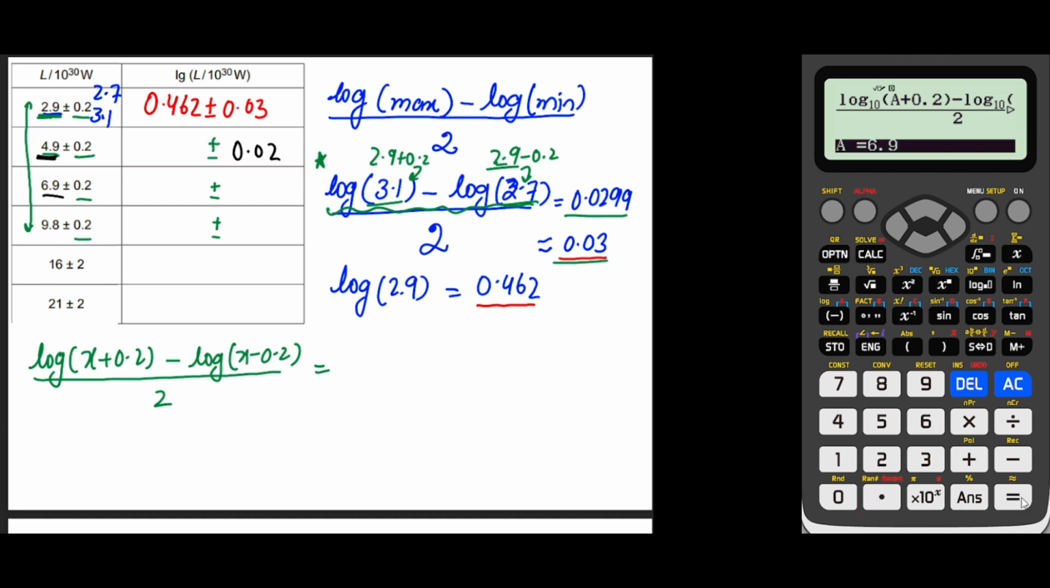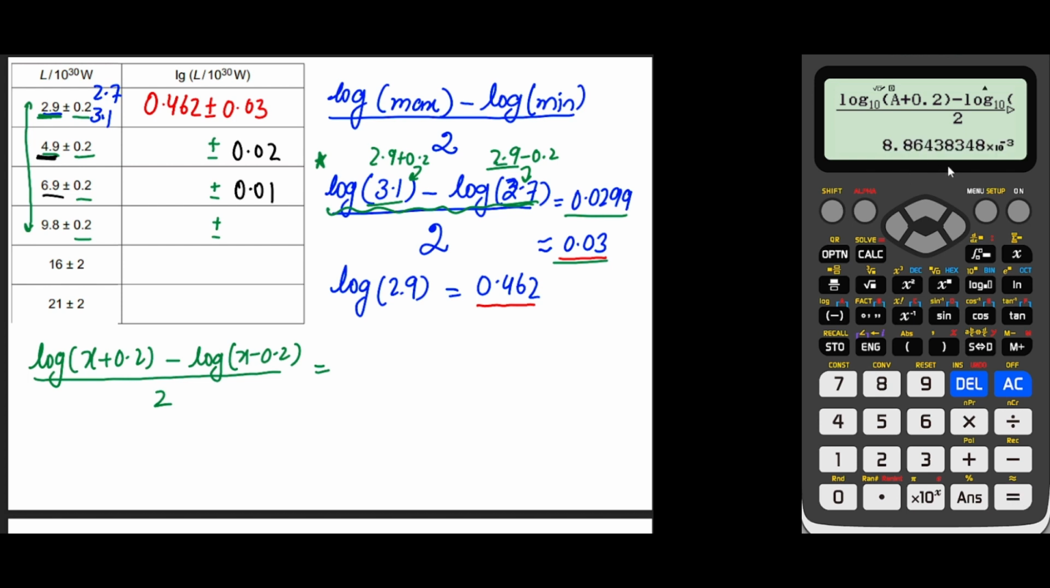Similarly, moving on to the next one, I press calc again, and I will put now 6.9 in this value, press equals twice, and it gives me the next error, which is 0.012. So I'm going to simply write down 0.01 up to one significant figure. On the fourth stage, we have 9.8. So I'm going to put in 9.8 is equal to.